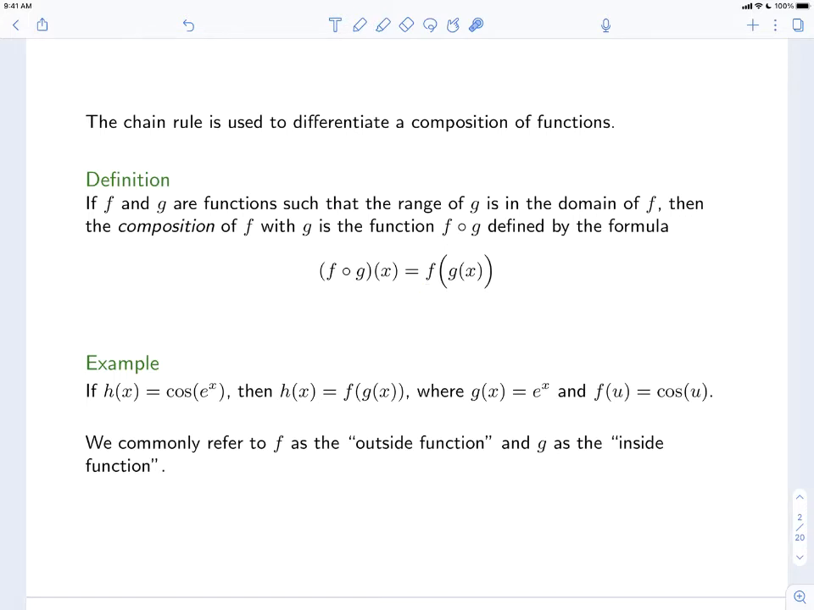As an example, let's look at h at x equals cosine of e to the x. In this case, h at x is a composition, f composed with g, where g at x is equal to e to the x, and f at u is equal to cosine of u. So in this case, we're thinking of u being equal to g at x. So u is equal to e to the x. We commonly refer to f as the outside function because it's outside of the parentheses, and g as the inside function because g is inside of the parentheses.